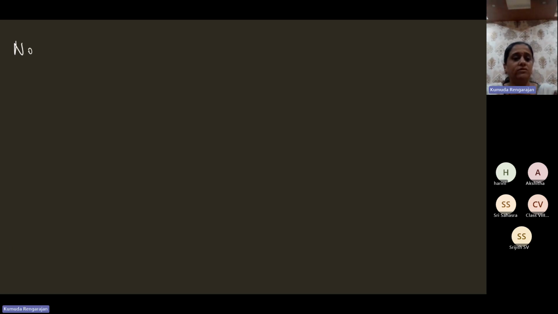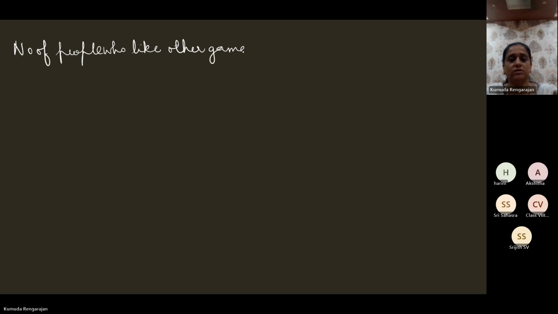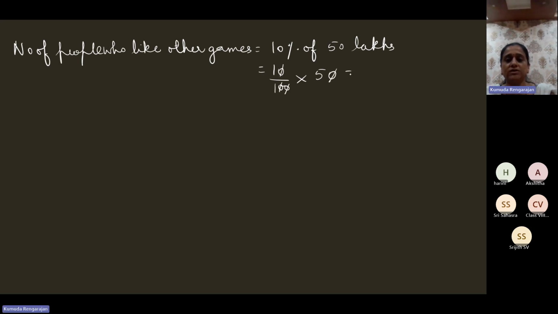The number of people who like other games is equal to 10% of 50 lakhs. That is 10 by 100, of means into 50. That is equal to 5 lakhs.